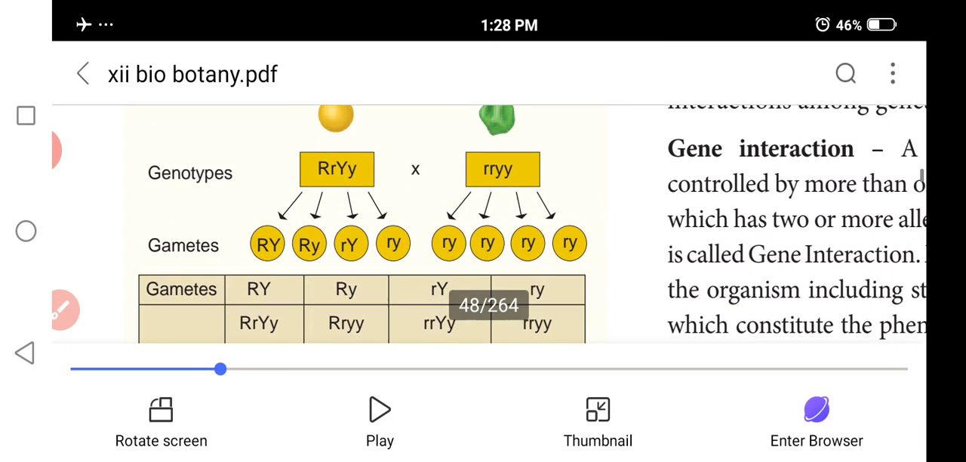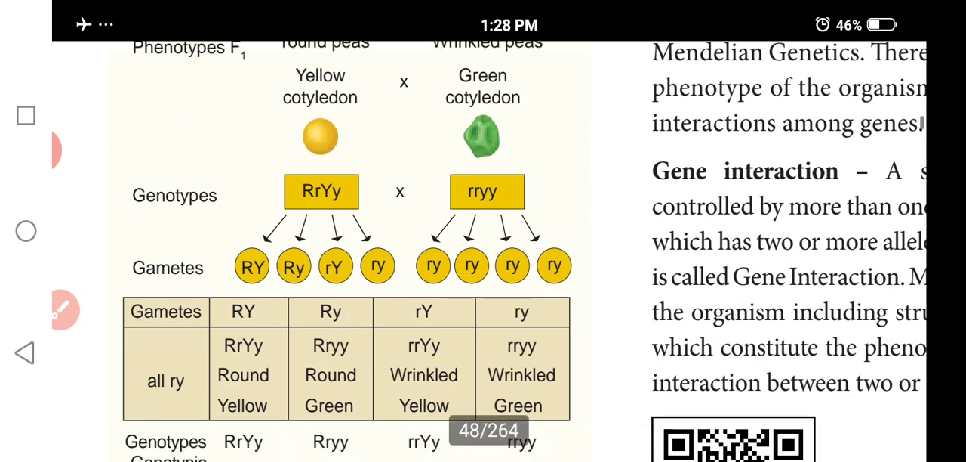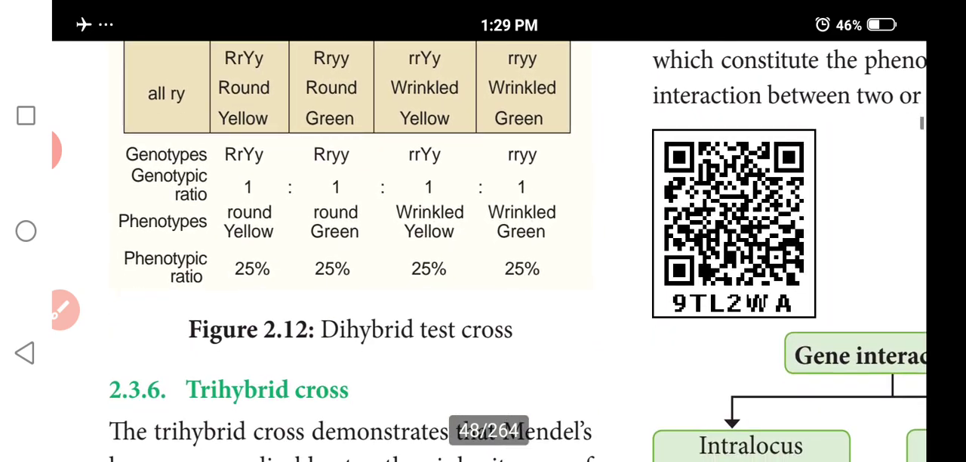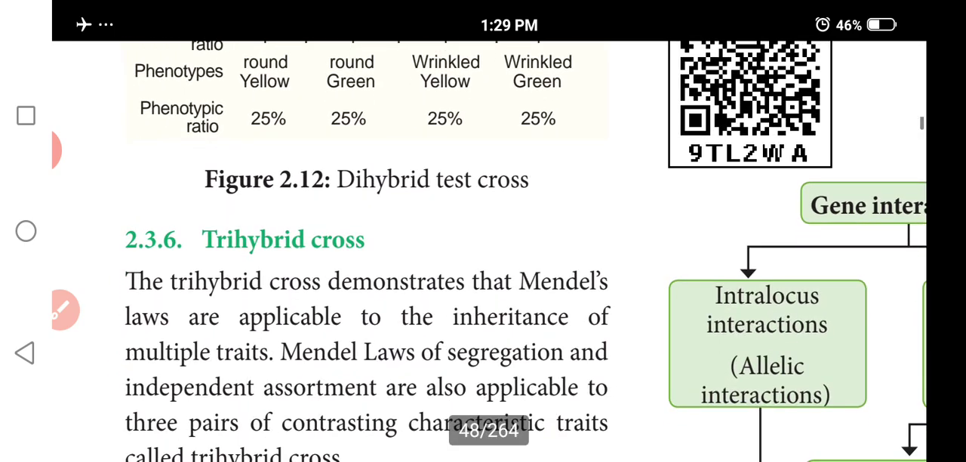So in the dihybrid cross, the F1 generation is capital R, small r, capital Y, small y. This is the heterozygous one, so it will cross with the recessive parent. This is the dihybrid test cross, and we take it for two characters. So the phenotypic ratio is 1:1:1:1.